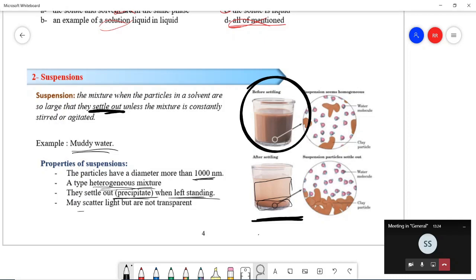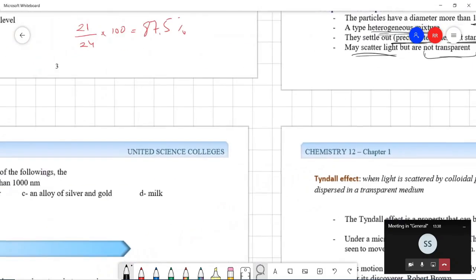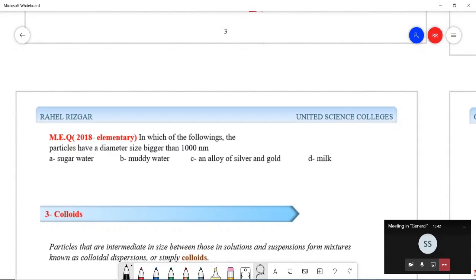As I said, I will talk about scattering light at the end of these mixtures, but suspensions may scatter light, but they are not transparent. We'll come back to that later on. So that was all about suspensions. We didn't have a lot of things about suspensions, only those properties.